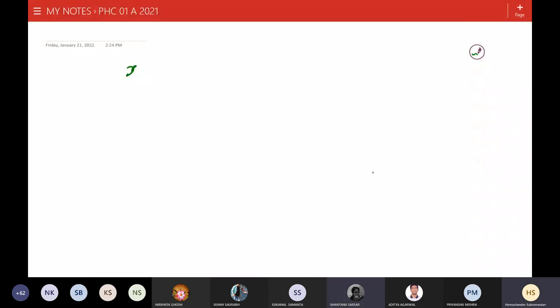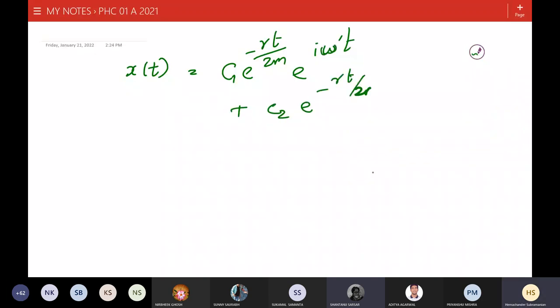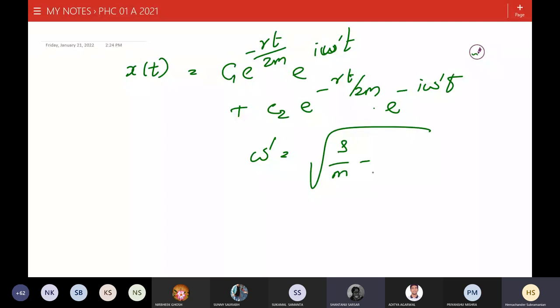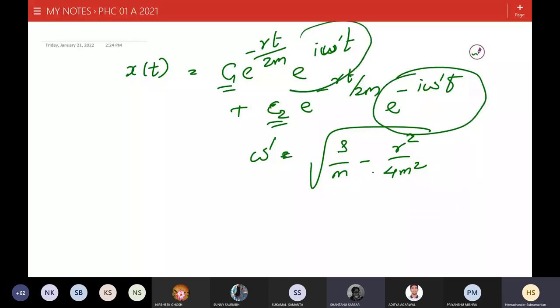So our equation we derived yesterday: x of t equals c1 e power minus rt over 2m e power i omega prime t plus c2 e power minus rt over 2m e power minus i omega prime t, where omega prime is the square root of S over m minus r squared over 4m squared. Okay, this is what we derived yesterday. There are two constants, C1, C2, because it's a second order differential equation. And you have an oscillatory part, e power i omega t, e power minus i omega t, and an exponentially decreasing part, e power minus rt over 2m. All right?